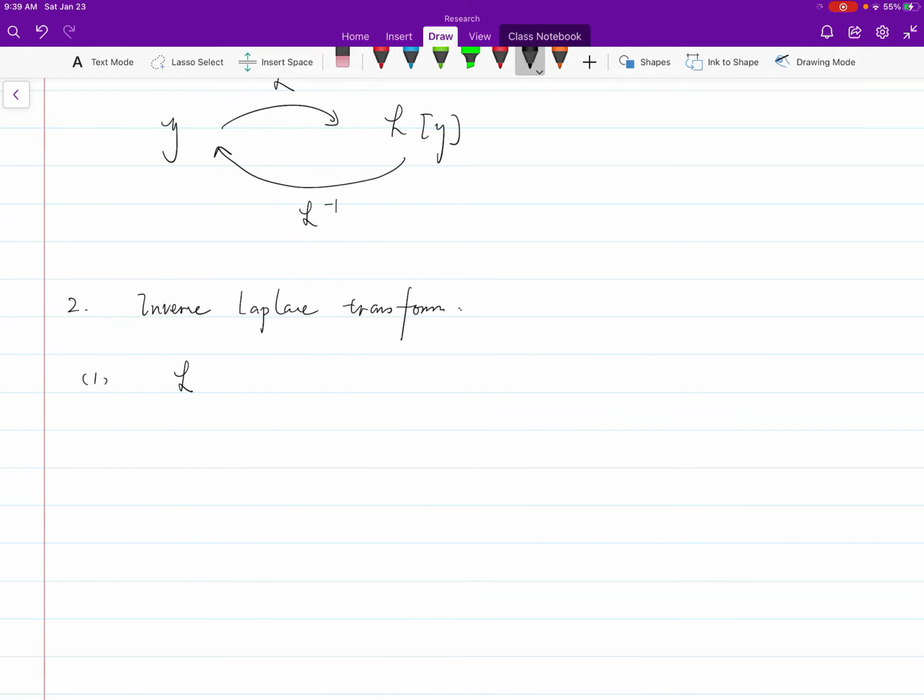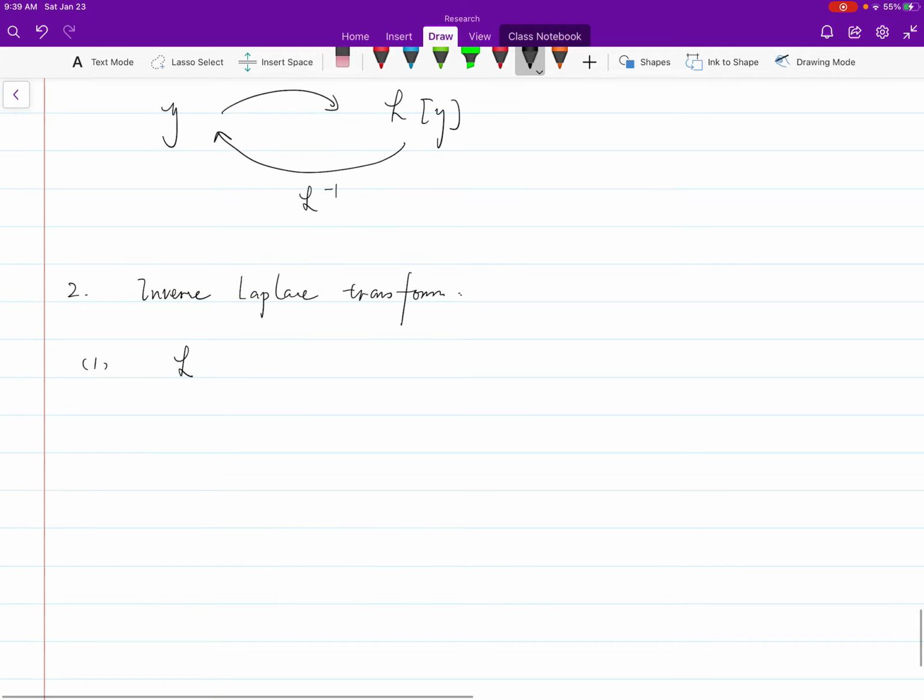So number 1, what's the definition? Well, before we do it, we need to ask, is this one invertible? The answer is yes, it is invertible. Which basically means 1-to-1. You cannot have two different functions that, if you do the Laplace transform, go to the same function. So the key here is to tell you the inverse is unique.